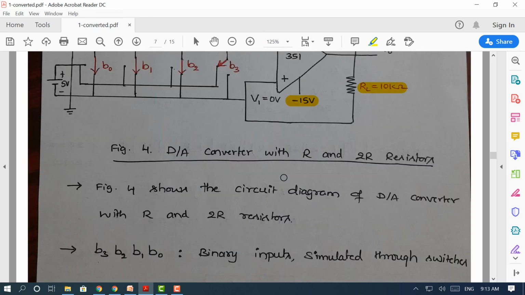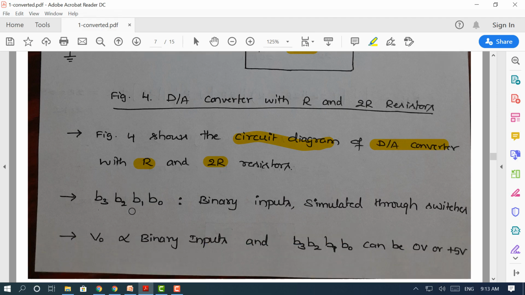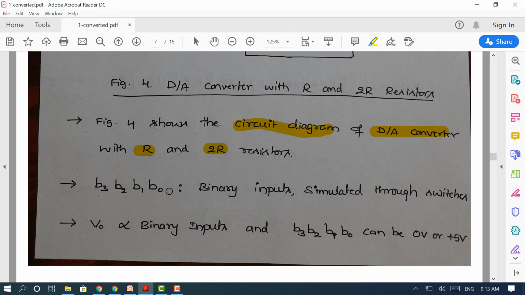Now let us go through the description of this circuit. The figure shows the circuit diagram of the D2A converter based on only two types of resistors, R and 2R. B3, B2, B1, B0 represent switches. These switches will simulate the binary input. The output voltage is proportional to the binary inputs. As you keep increasing the binary combinations, the output voltage also increases. B3, B2, B1, B0 can be 0 volts or 5 volts.